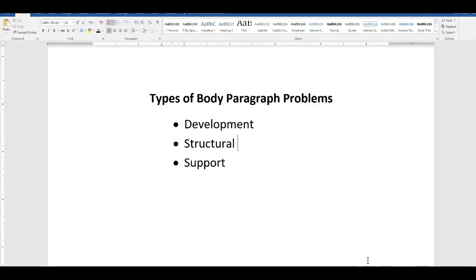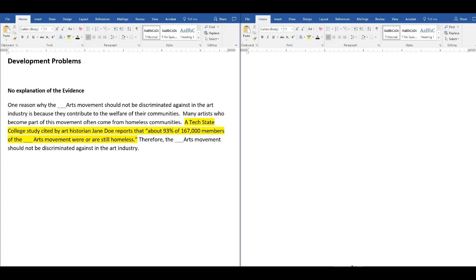There are three types of body paragraph problems: development, structural, and support, and I will be talking about all three today. The first type of development problem is no explanation of the evidence. What I mean by evidence is examples, quotes, or any other data that a writer incorporates in a body paragraph. And this usually comes after the topic sentence.